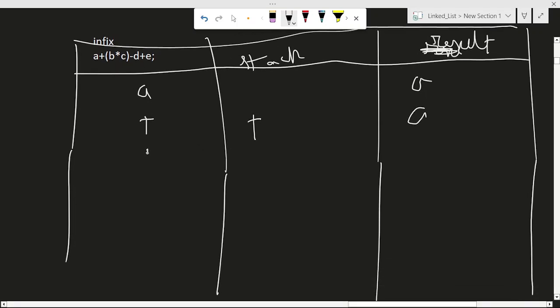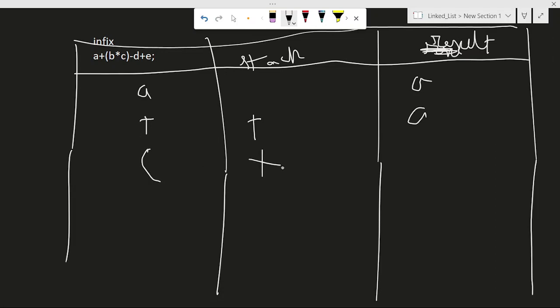Then I have B. I have a bracket, actually. If you have an open bracket, then simply push it. There is no precedence for the open and close bracket. Simply push that bracket character, I am talking about the opening bracket. You are not going to push the closing bracket, that I am going to discuss now. So the opening bracket should be pushed into the stack.